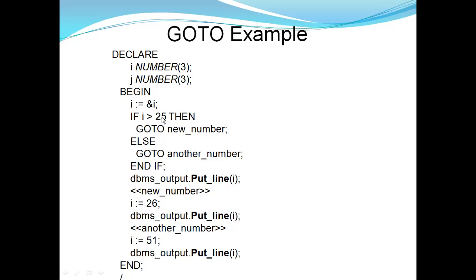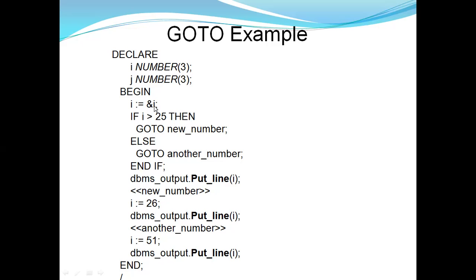So here it will check 31 with 25. It's greater, so it will directly go to new number. What's a new number now? This is a new number. So it is going to print 26 as well as 51. It will print both because here we don't have any go to. So after this, it will be sequential. So first 26, here 26, here 51. So it is going to print both 51 and 26.